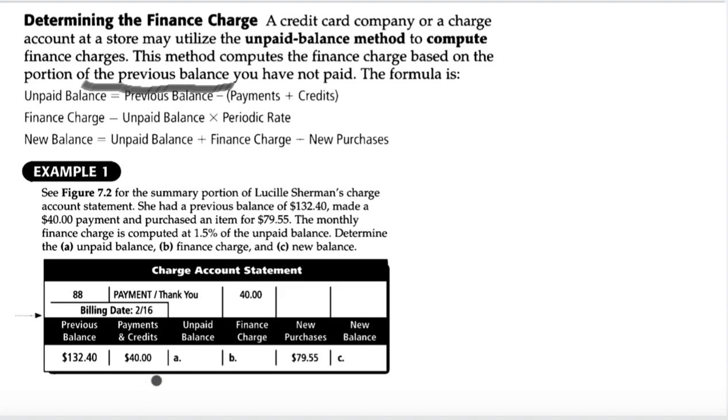Alright, so this example, we have Lucille's charge account statement. She had a previous balance of $132.40. Okay, so that's what this is. She made a $40 payment. And then she purchased an item for $79.55. The monthly finance charge is computed at 1.5% of the unpaid balance. So first we have to find that. So the previous balance, she made payments, $132.40 minus 40, and you will get that unpaid balance of $92.40.